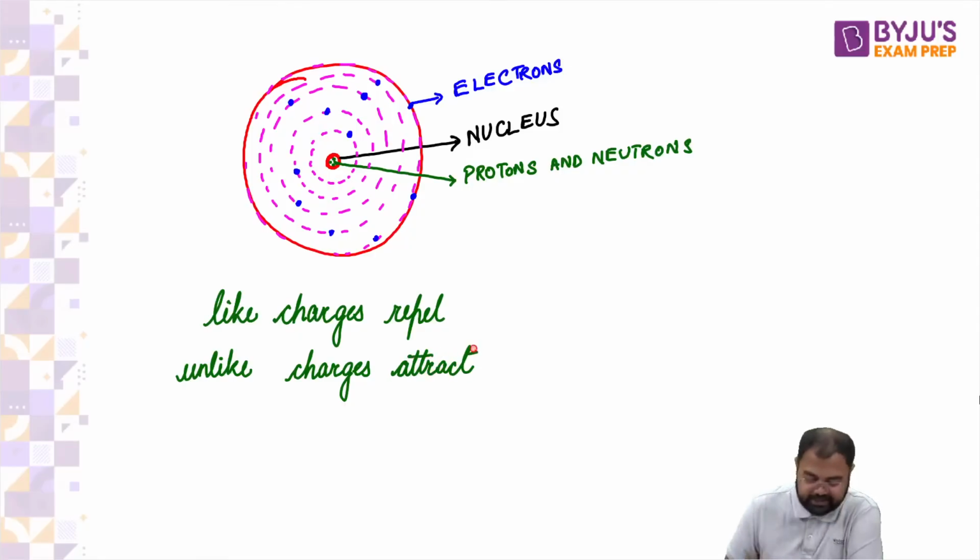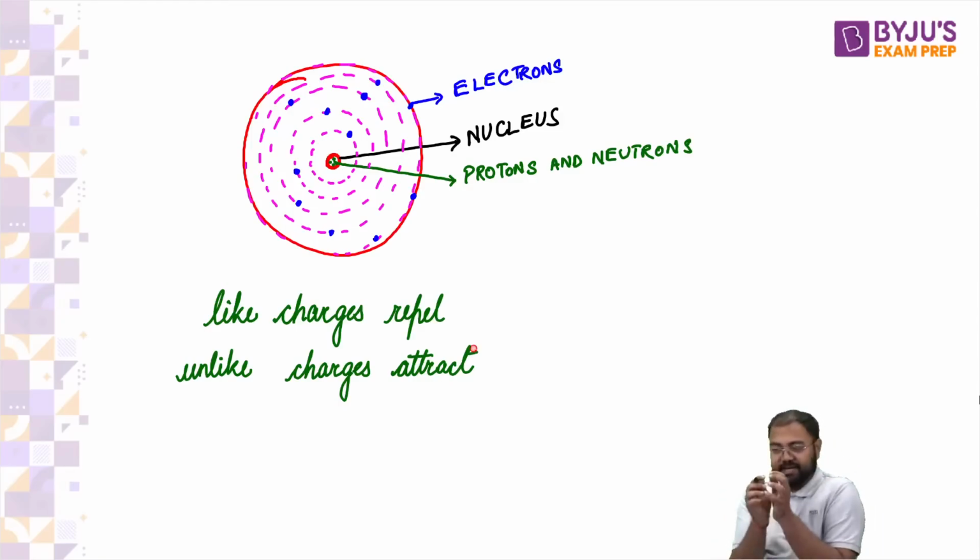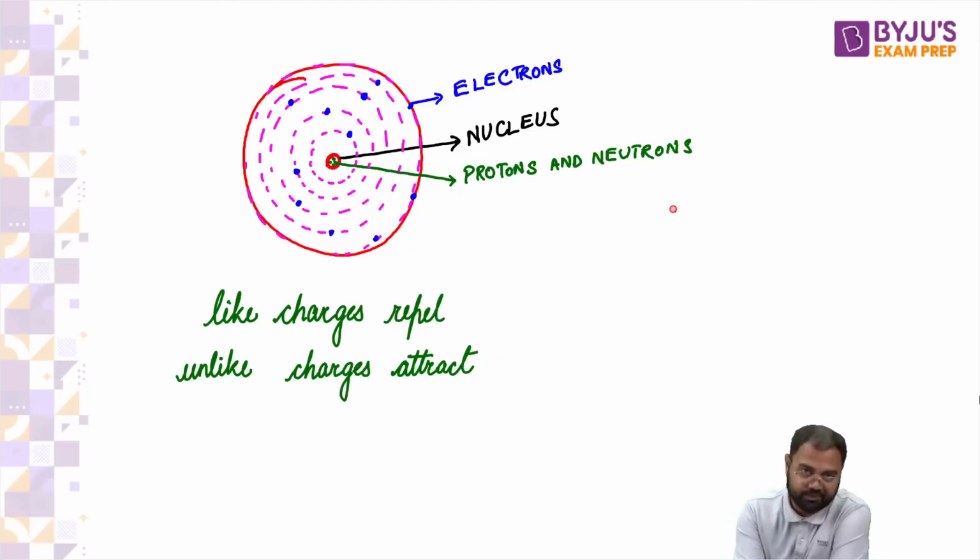Correct? Like charges repel and unlike charges attract. So this is basically what happens here as well. Obviously all the protons have been kept in a very small space, so they have a lot of repulsion among them. But the nucleus is able to hold all these protons with a very strong force. If you remember, we discussed something called the strong nuclear force.